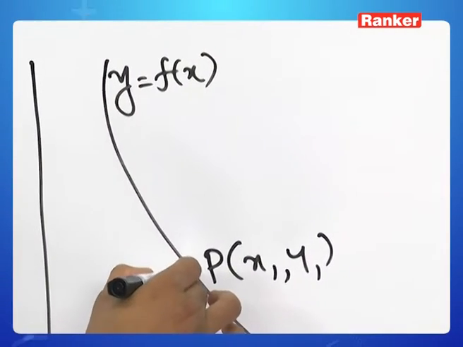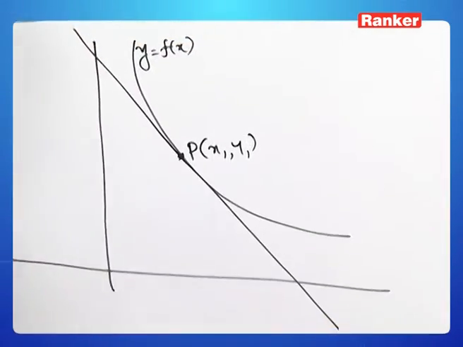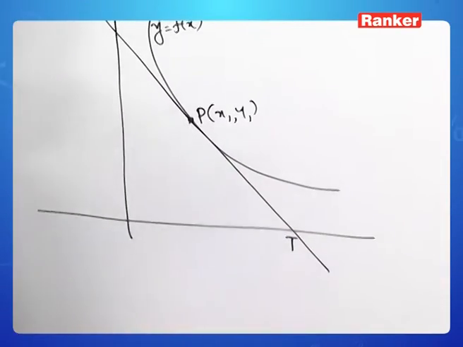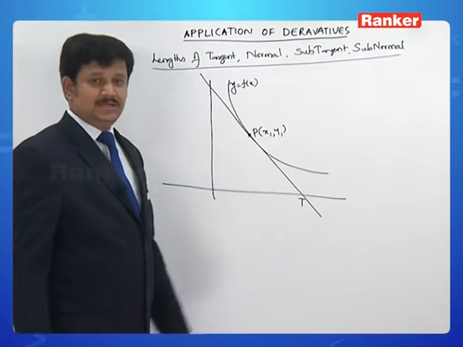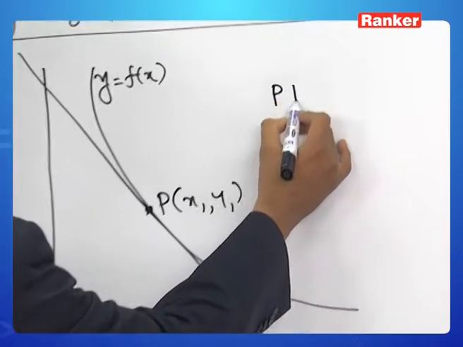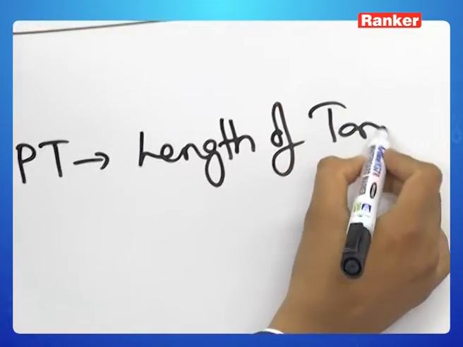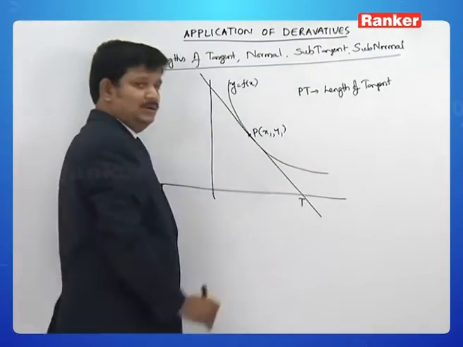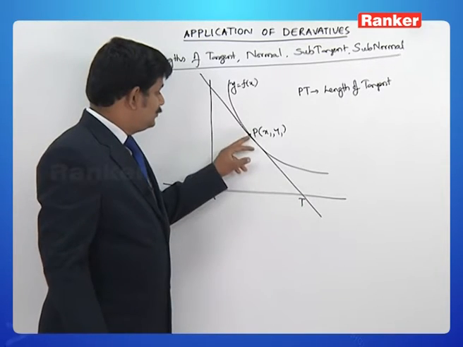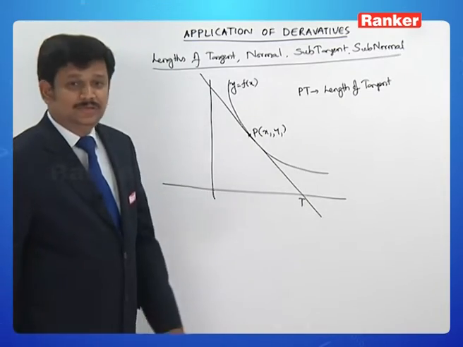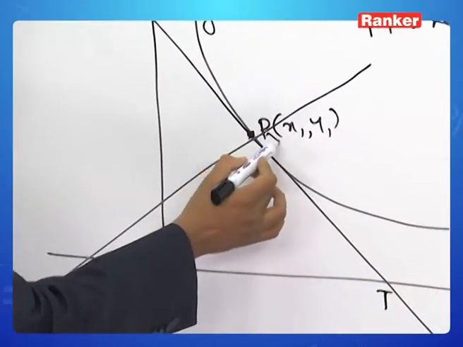Let us draw the tangent at the point P. And let us say this tangent cuts the x-axis at the point T. The length PT, where the tangent at P cuts the x-axis at T, this portion of length is called the length of the tangent.